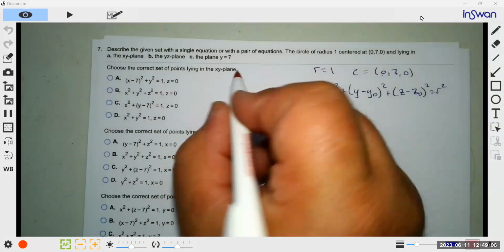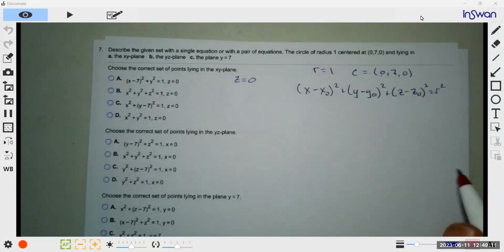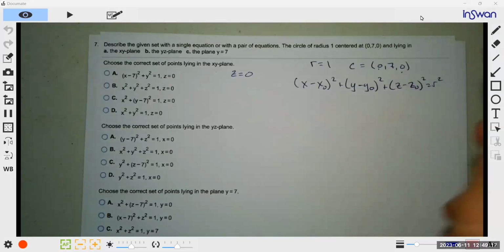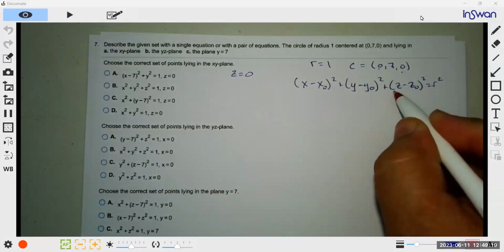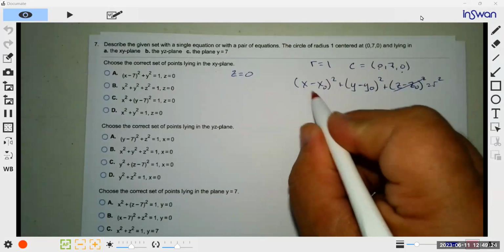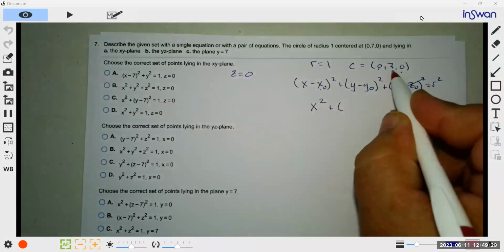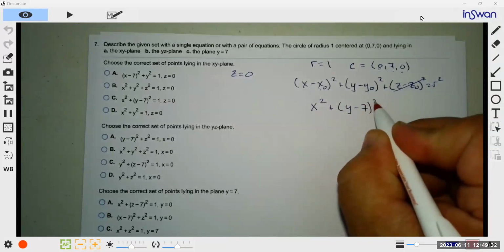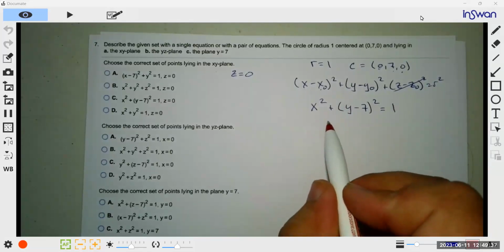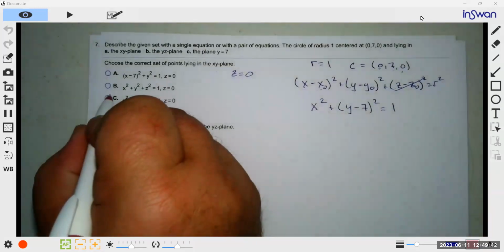So with the XY plane, what do we know for sure? We know that the z value is 0. That's also what it says there. So since the z value is 0, that's gone. And since x sub 0 is 0, we have x squared. The y value is 7, and the radius is 1. So we're looking for x squared plus y minus 7 squared equals 1, so its answer is C.